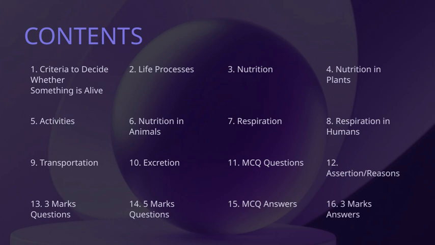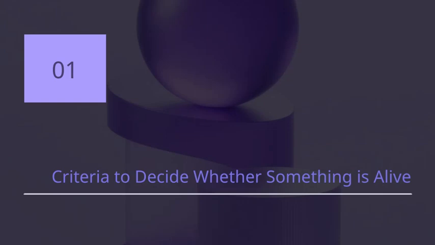The slide then shifts towards assessment methods, including various types of questions like 3 marks questions, 4 marks questions, and 5 marks questions, which are important for testing understanding. There are also MCQ questions and answers, which are great for quick revision and self-assessment. Finally, we see that there are specific sections dedicated to answers for MCQs, as well as detailed explanations for assertion reasons questions. All these components together help us comprehensively understand the key concepts of life processes and how to evaluate knowledge about them effectively.